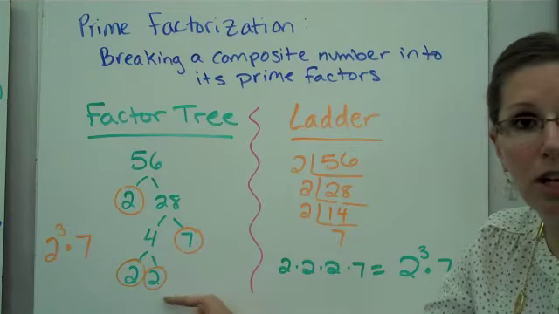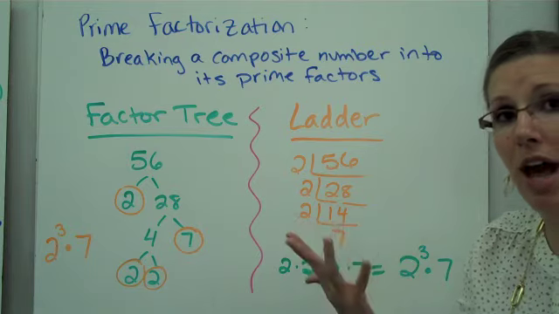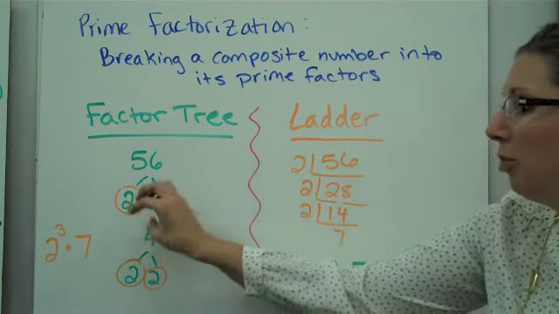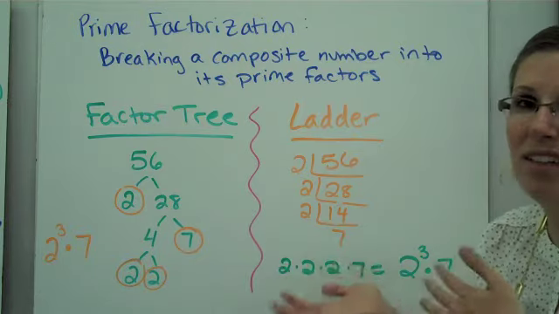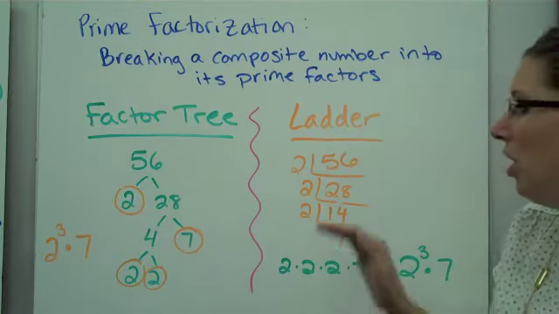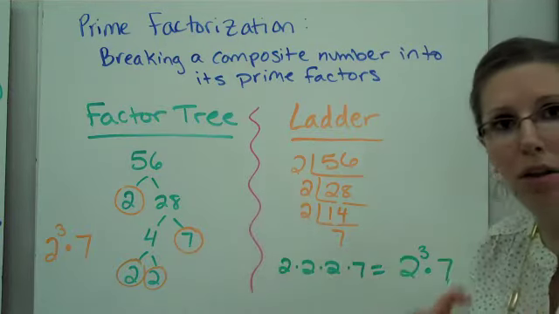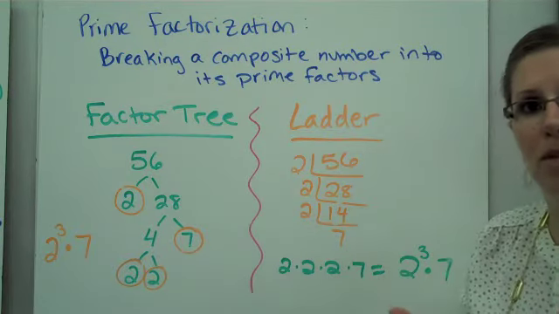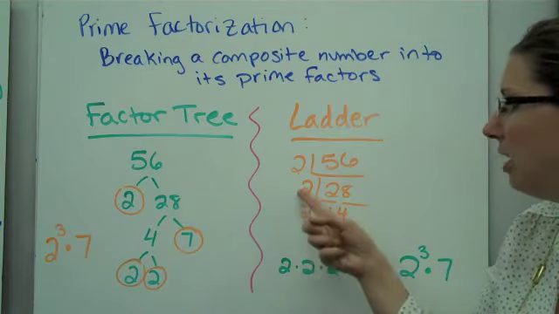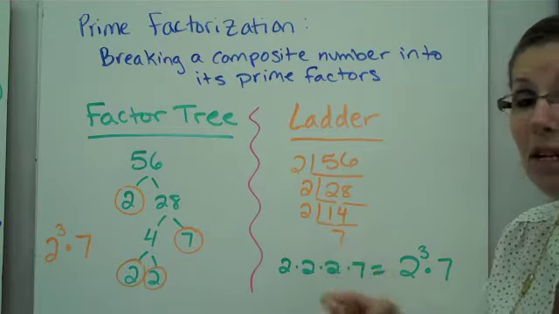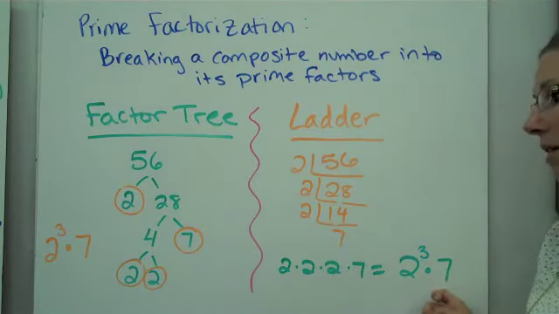Over here in the factor tree, you can just use any combination that comes to your head because you're breaking it down into a tree anyways. Ladder is more linear, so you really need to focus on the smallest prime number that you can pull out. We'll do a couple examples so that you can see what I'm talking about. Anyways, my end result is 2 times 2 times 2 times 7. And remember, we shorten it, so that's 2 to the third power times 7.